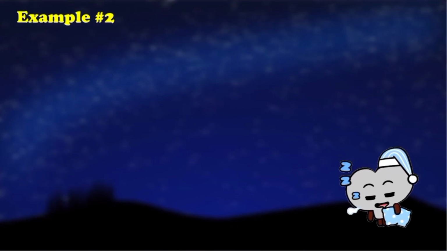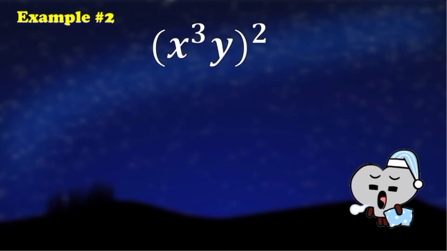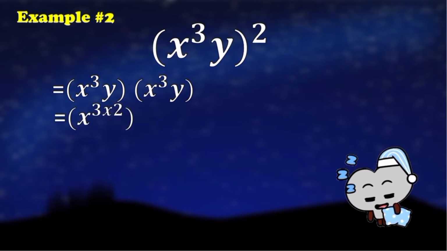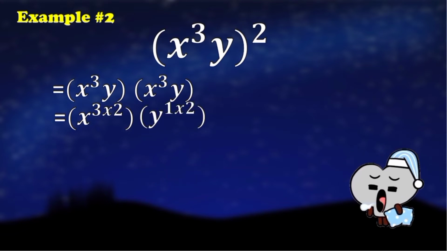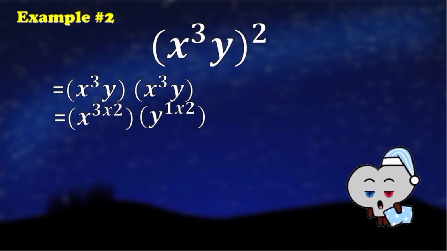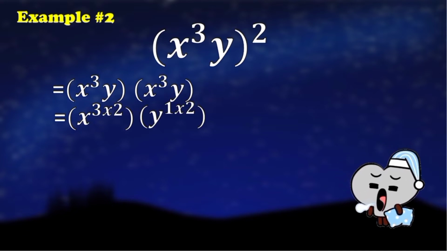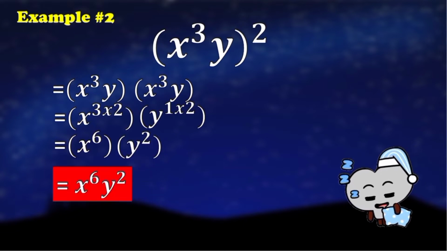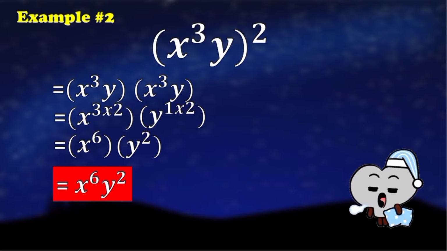Now we have example number 2. X cubed y raised to the 2nd power. First, let's have 2 sets of x cubed y. Our x is x cubed times 2. And for y, we have y to the 1 times 2. Take note, if we have no exponent, that is equivalent to 1. For x, we have x to the 6th power. And for y, we have y to the 2nd power. Our final answer is x to the 6th power y squared.